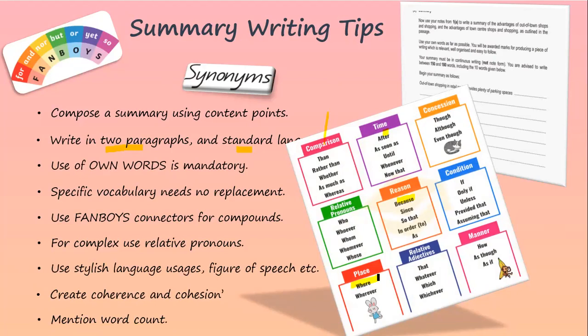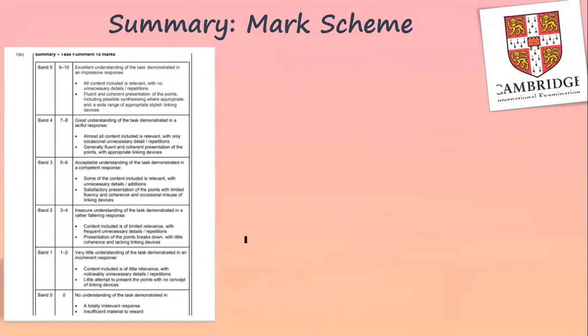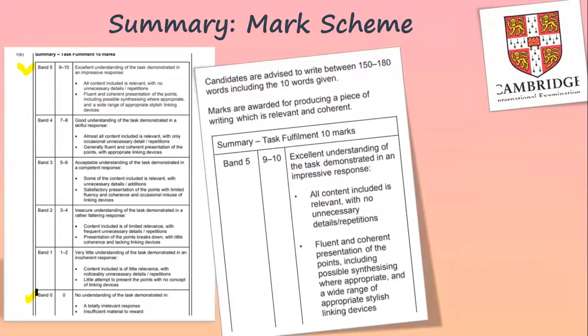So I'm sure that you are with me on all the tips for writing a summary. Now I will show you how Cambridge talks about the mark scheme for a summary, okay? You must go through it and see how the summary mark scheme is placed. This is how the summary's 10 marks are divided into 5 bands. The highest band is 5 and then it goes down to band 0. I'll not read all bands for you, but I'll definitely show you all the bands so that you can see where your language is rated.